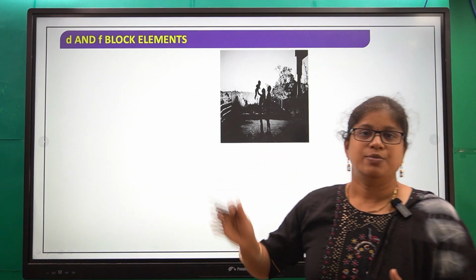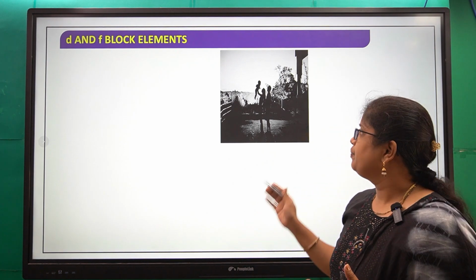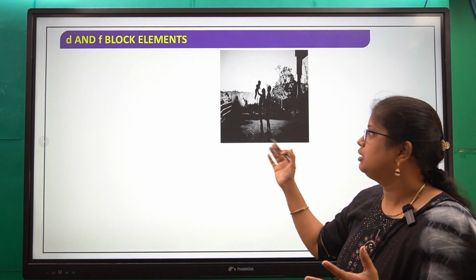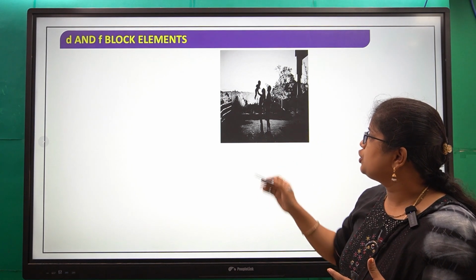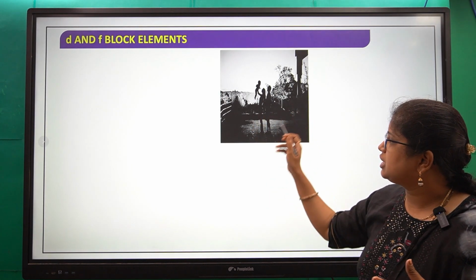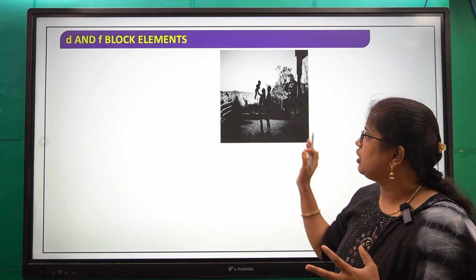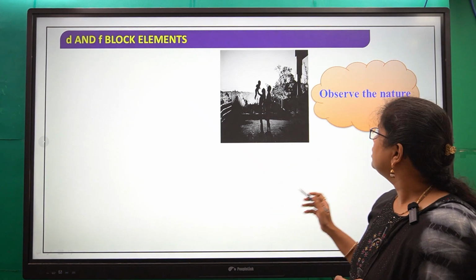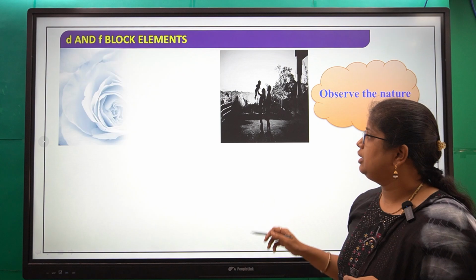If you clearly observe this picture, what can you see? A father and mother playing with a baby outside, right? So here, can you see any other color? We are observing that all are in black color, right? So here all are in black color.